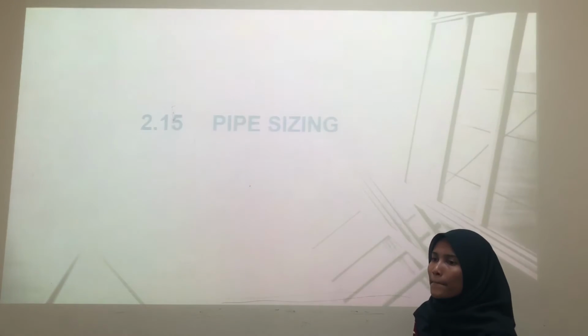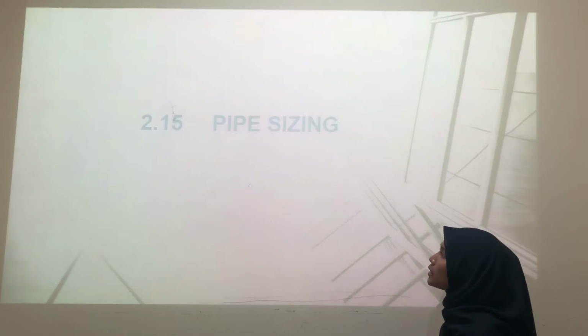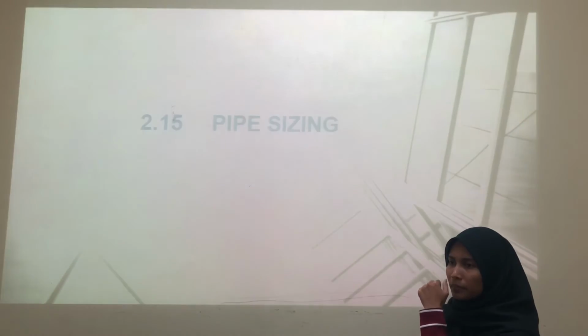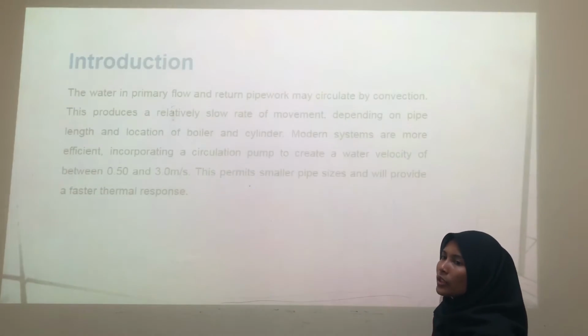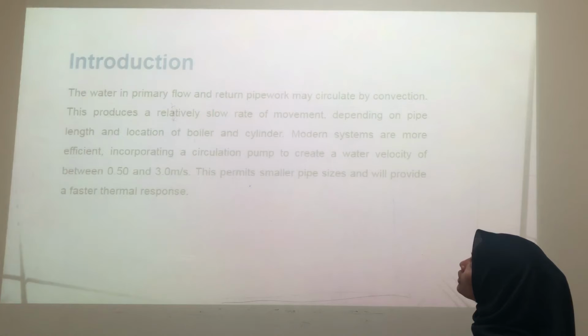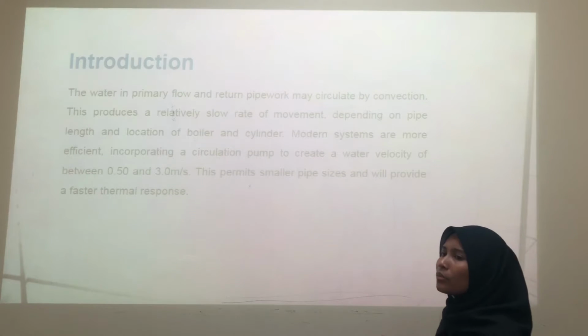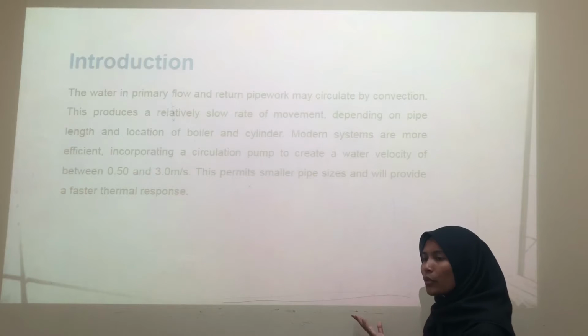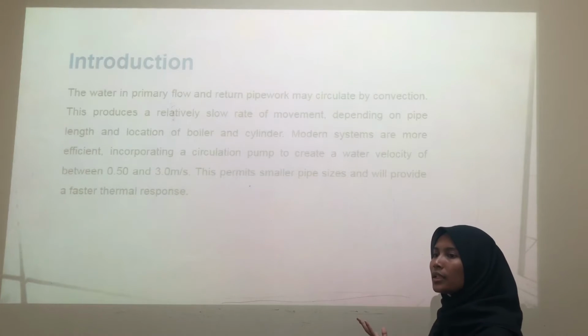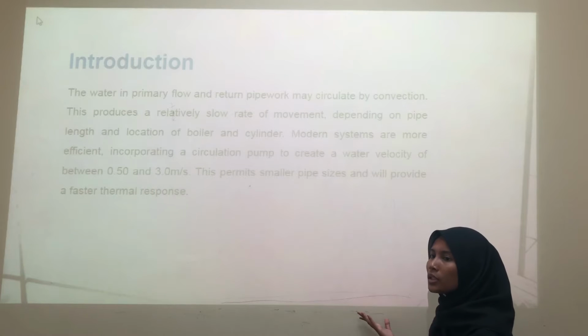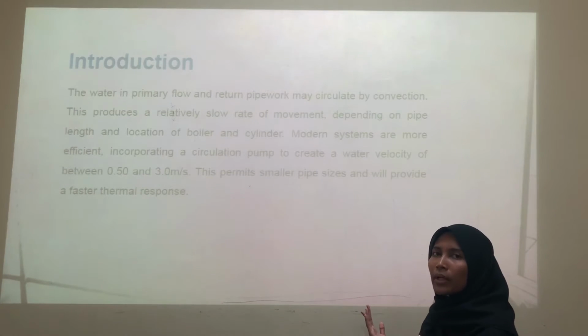Next. Okay, 2.15 pipe sizing. The water in primary flow and return pipework may circulate by convection. This produces a relatively slow rate of movement, depending on pipe length and location of boiler and cylinder. Modern systems are more efficient, incorporating an acceleration pump to create a water velocity of between 0.50 and 3.0 m/s. This permits smaller pipe size and will provide a faster thermal response. Next.